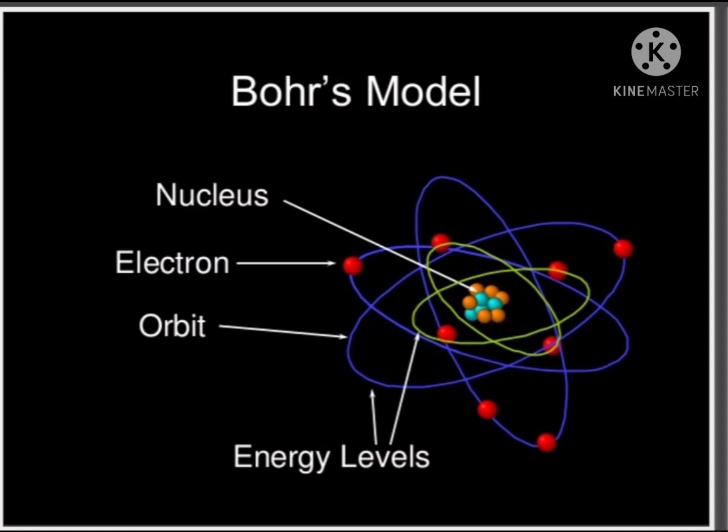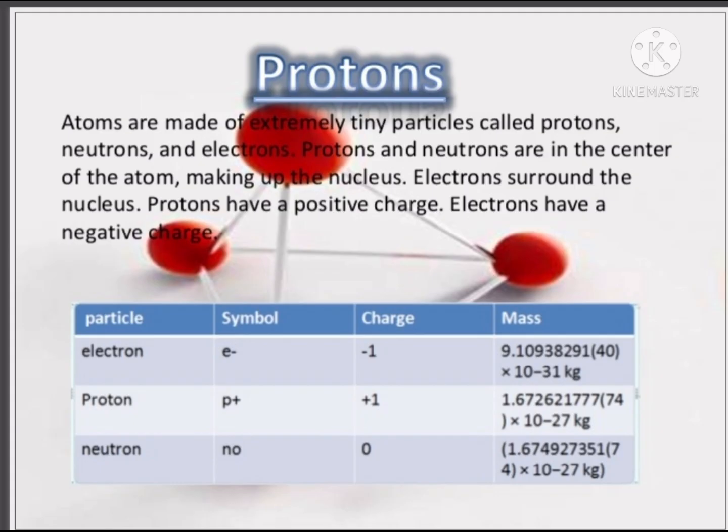According to Bohr's model, the nucleus is placed in the center. Electrons revolve around the nucleus in fixed orbits, and these orbits are also known as energy levels. Atoms are made up of extremely tiny particles called protons, neutrons, and electrons. Protons and neutrons are in the center of the atom, making up the nucleus. Electrons surround the nucleus. Protons have positive charge, electrons have negative charge.